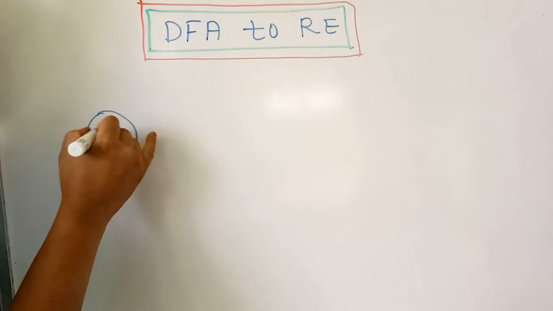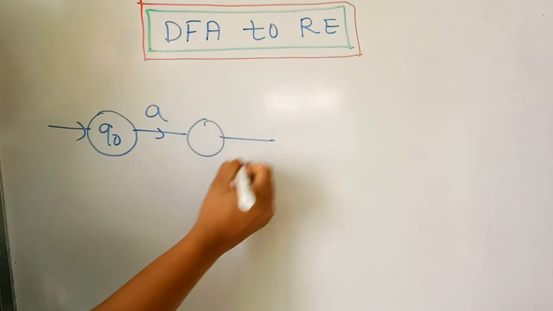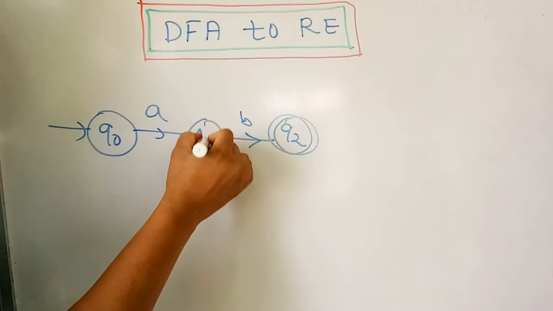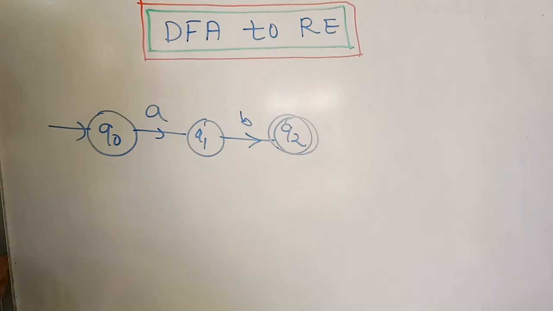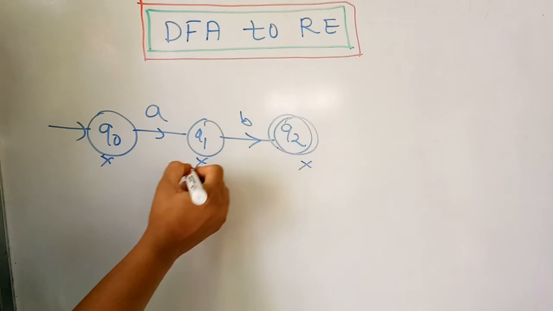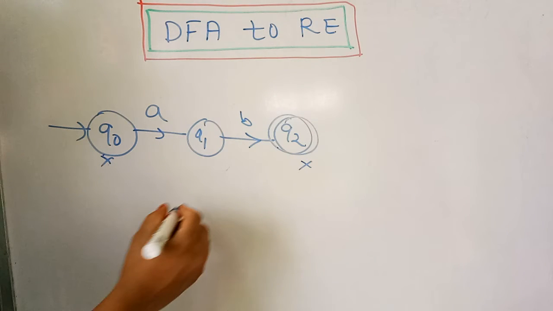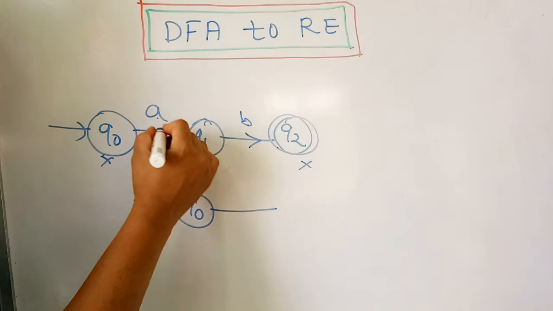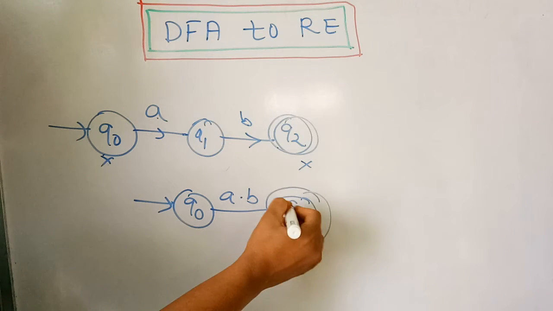For example, you have one small DFA, or one finite automata, and it is like this. It has the states Q1, Q0, Q2. Q0 is the start state, Q2 is the final state. You don't have permission to delete these two states, but you can delete this state. How can it be deleted? You have to maintain the start state. These are concatenations. So you can eliminate this and directly write A dot B and write Q2.